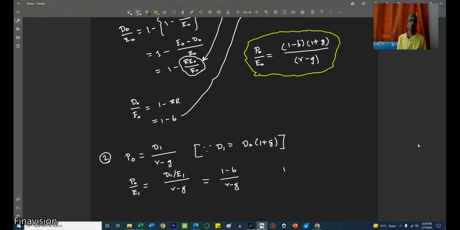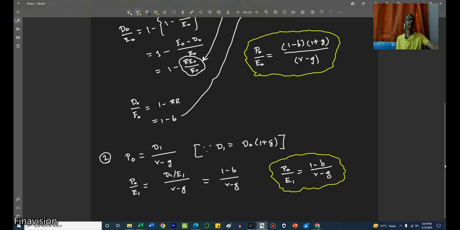This is the simple expression. So in terms of forward PE, if we have to translate the Gordon growth model, the expression becomes P0 by E1, that is the forward earnings, is equal to 1 minus the retention ratio divided by required rate minus the growth rate.